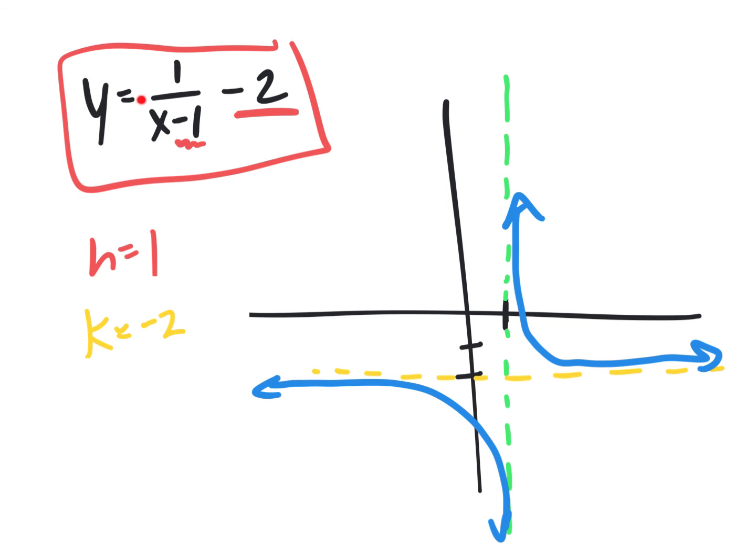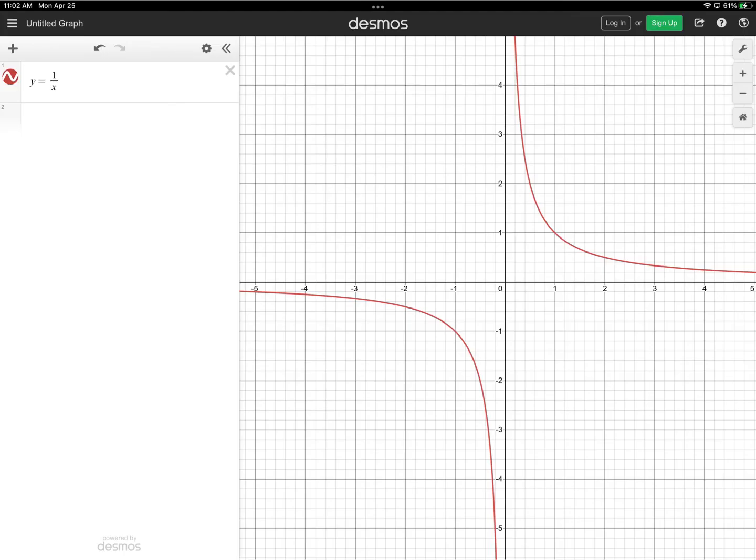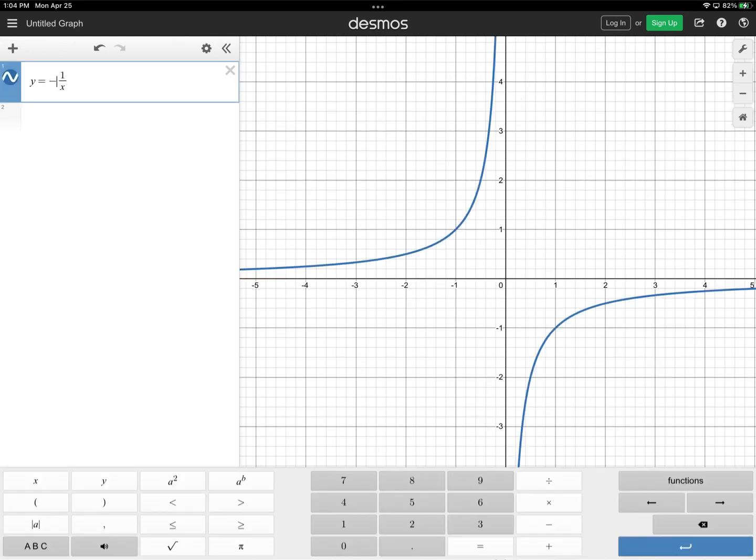Now, what if this a value would have been a negative? Like, what if I had an actual negative sign in front or up there on top? That would cause a reflection over the x-axis, which would cause this one to now be up here and this one to be down there. Does that make sense? Okay, to make more sense of that, let's go to Desmos. Okay guys, so if you go back to the parent graph, you end up with this, but if you put a negative right in front of it, it causes a reflection over the x-axis, right?